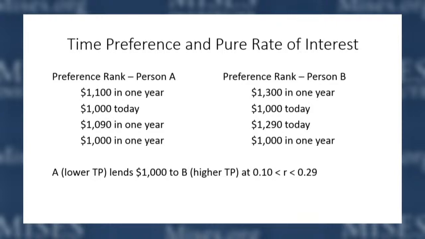Person B's time preference interest rate is 30% and person A's is 10%. In my example, obviously they can make a mutually advantageous trade at any pure interest rate between 10% and actually 29%. Because person B won't pay $300, but he would pay $290 to get a maximum amount, to get 1,000 today. Okay, so that's the idea.